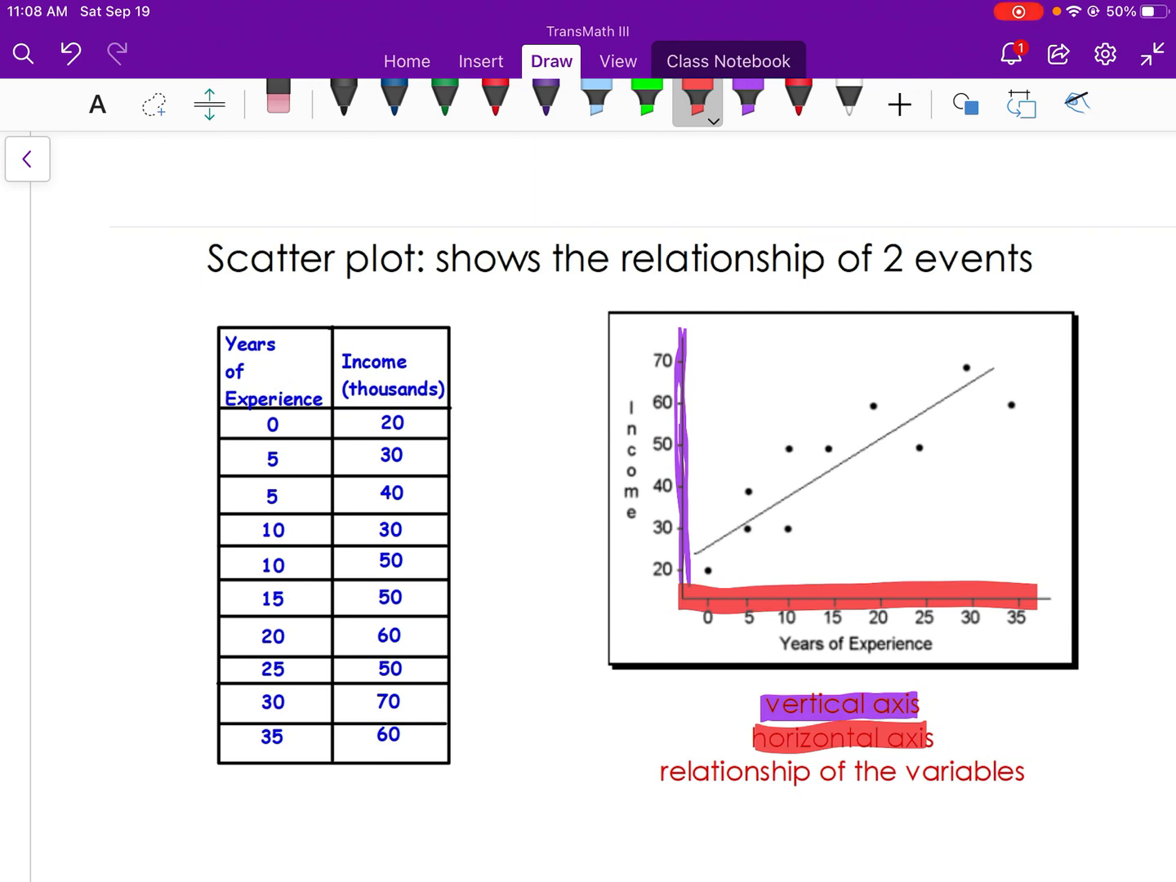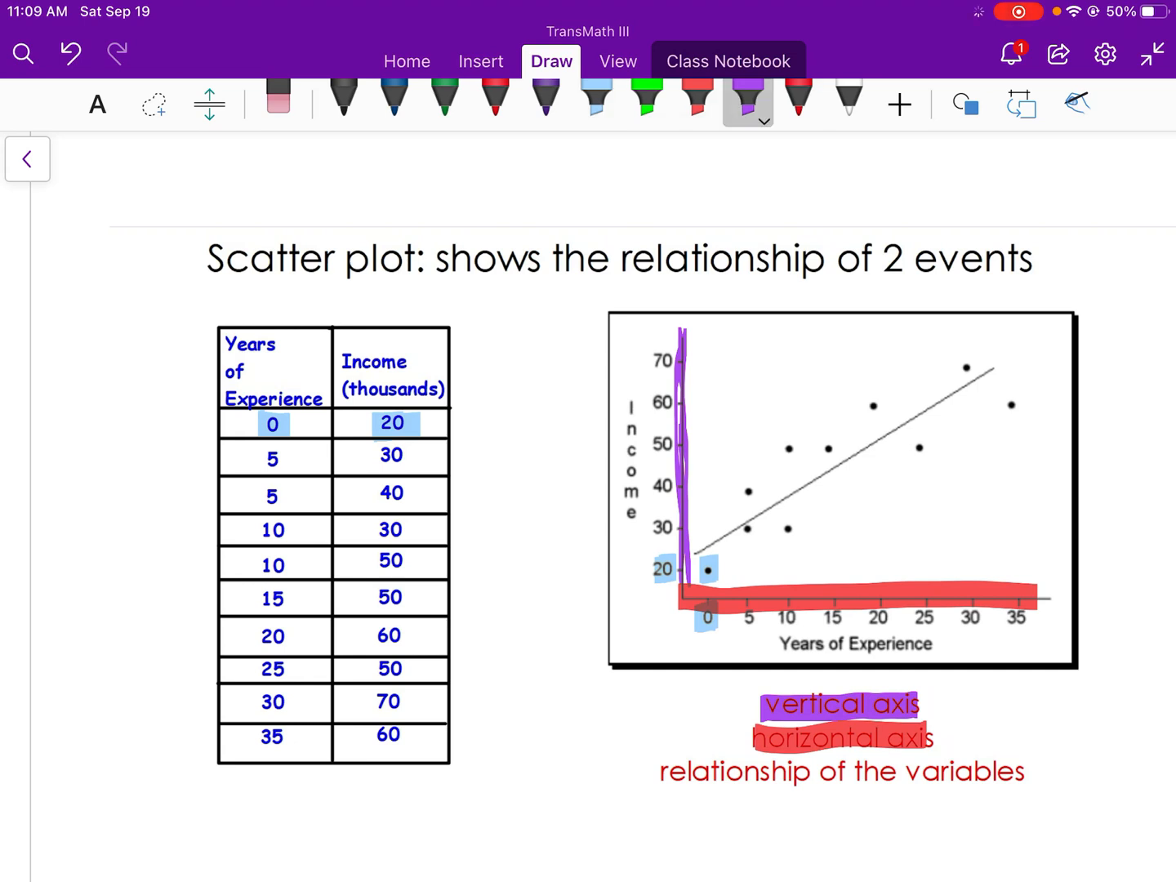Now, what we're really doing is checking a relationship of two variables. So that horizontal axis, what we're going to call our x-axis, in this case is the years of experience, and we're comparing that to the income, in this case in terms of thousands. So when we're looking at these, years of experience 0 goes to an income of 20,000. You notice how it's 0, and then 20 for the income.